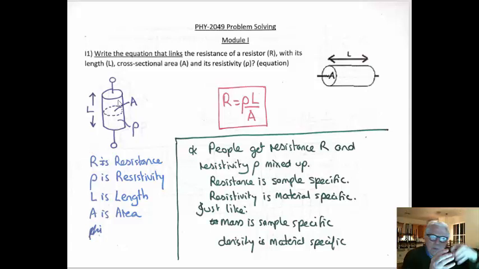So here's my resistor. It's a piece of graphite and it has a certain length, and if you make it longer it's more resistive. That means that L should be on top, and if you make the area wider it should be less resistive because there's more paths for the current to go through, so A should be on the bottom. And then there's the material property, and that is your resistivity, ρ. The bigger the resistivity, the bigger the resistance of the sample, so ρ should go on top.